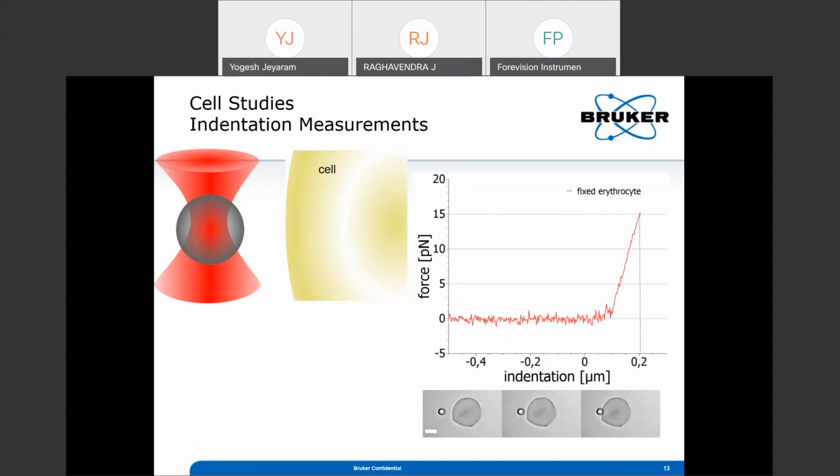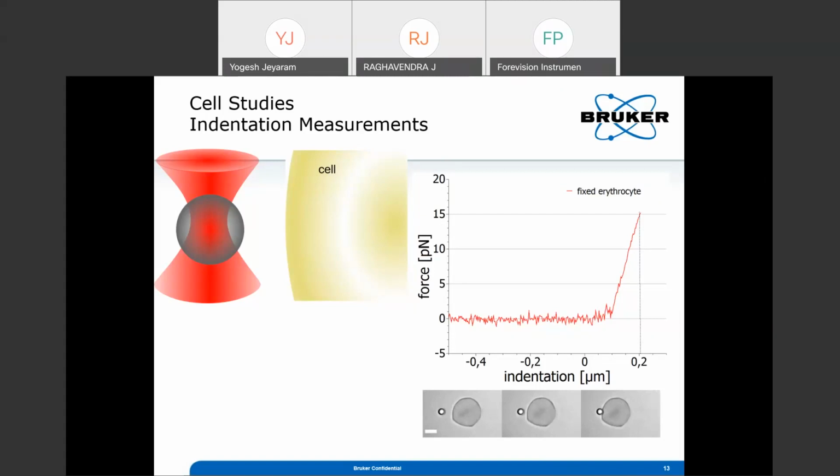Also, now there's a lot of work that shows how cell development, even for stem cells, is very sensitive to the surrounding's mechanical properties, right? So if you put a stem cell on a really hard substrate, the cell will grow into something like a bone cell.